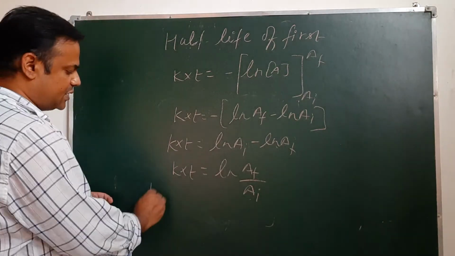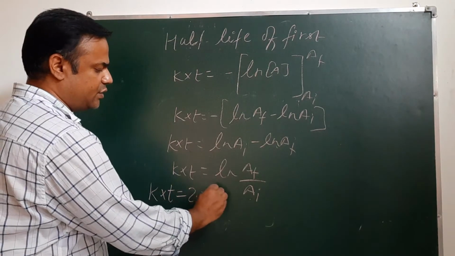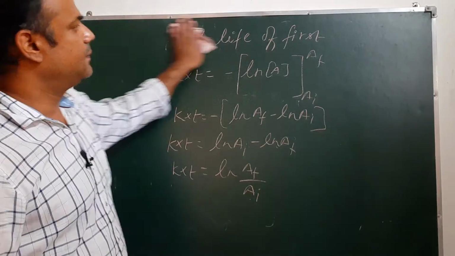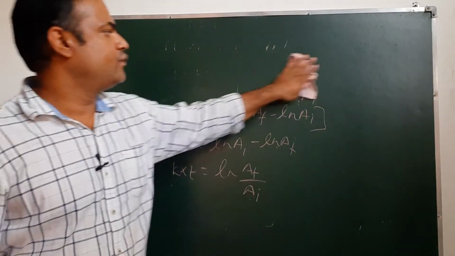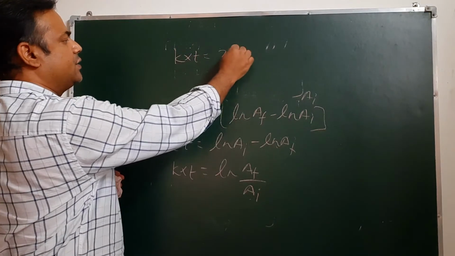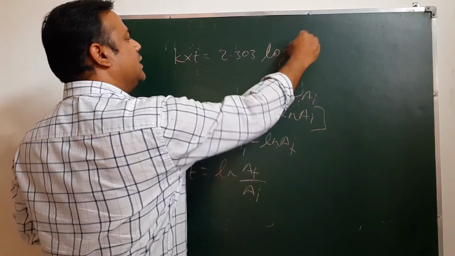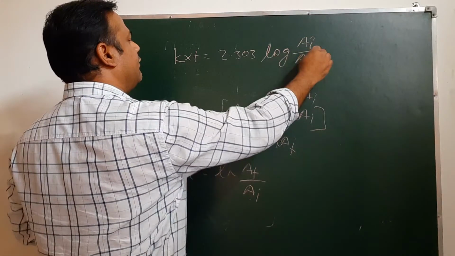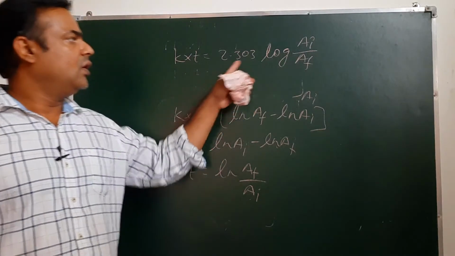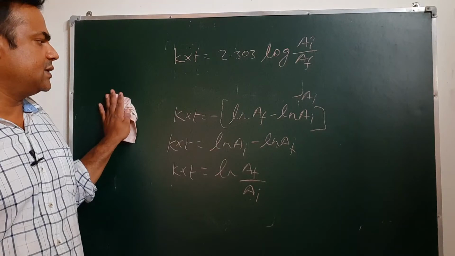That I have already discussed in the class. Again, just see the revision. So we'll write here K into T equals to 2.303 log initial concentration divided by final concentration. KT equals to 2.303 log initial concentration divided by final concentration.